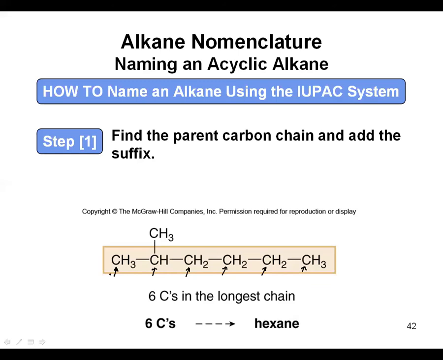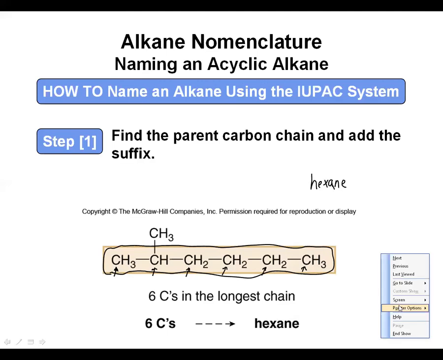So what you want to do is put a box around it like they did. And that longest continuous carbon chain will match up with those first 10 alkanes. So 6 carbons, the base of the name is going to be hexane, ANE, because they're all single bonds. Now, when we look at this, there is a group that's attached that is not part of the longest continuous chain.